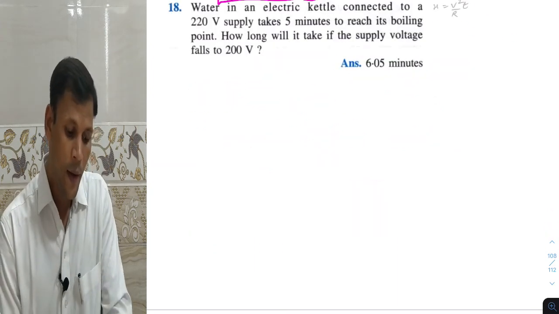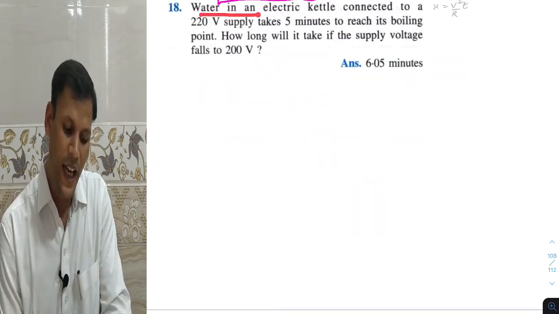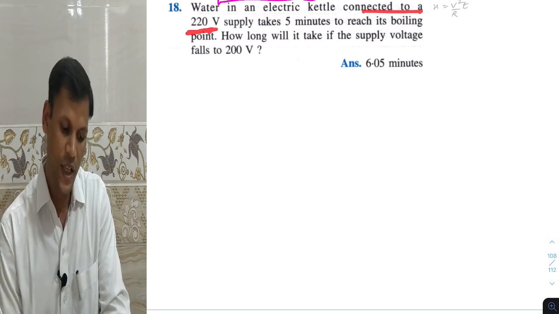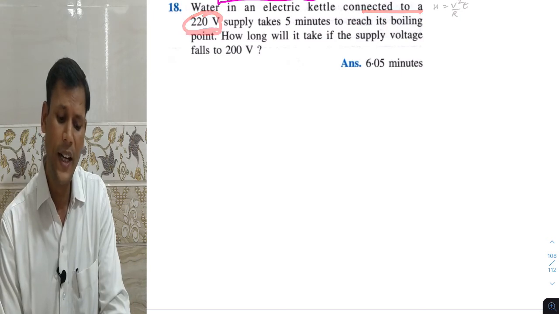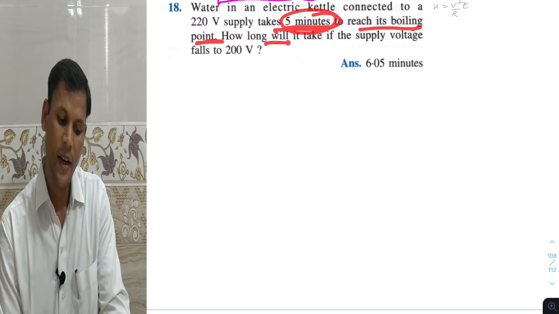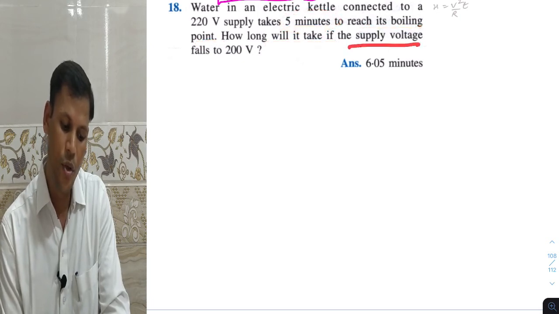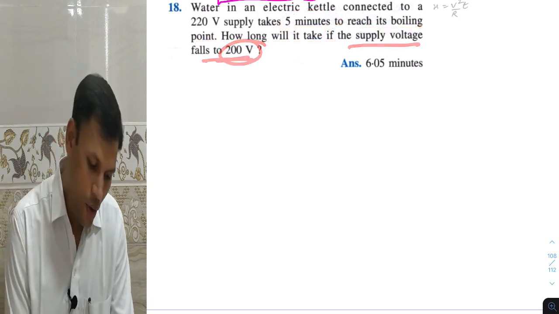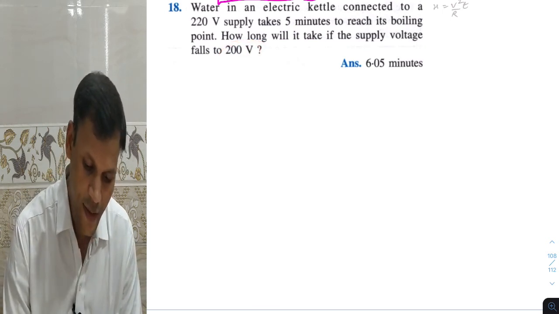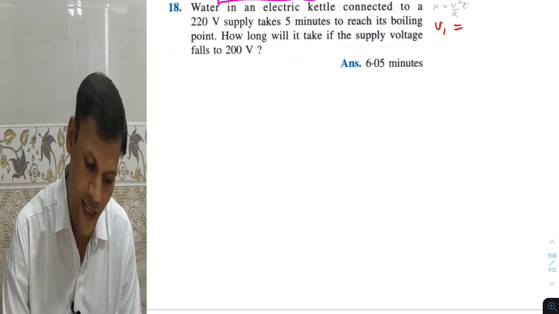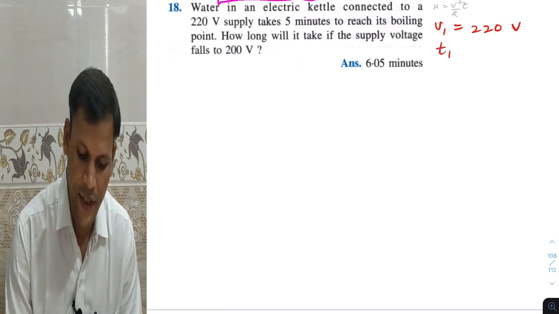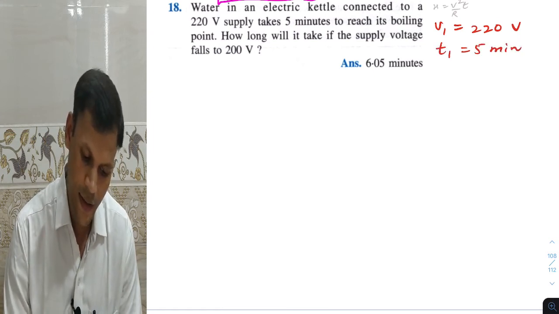Question number 18. Water in an electric kettle connected to a 220 volt supply takes 5 minutes to reach its boiling point. How long will it take if the supply voltage falls to 200? So we know what information is given. V1 is 220 volt, time T1 is 5 minutes.